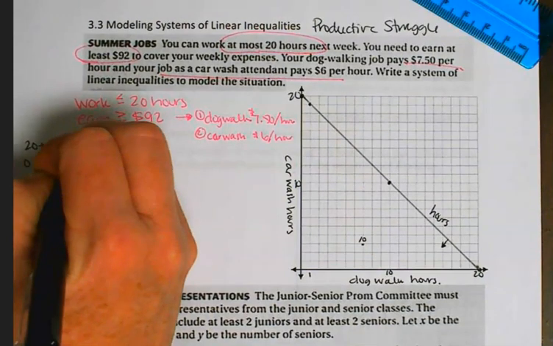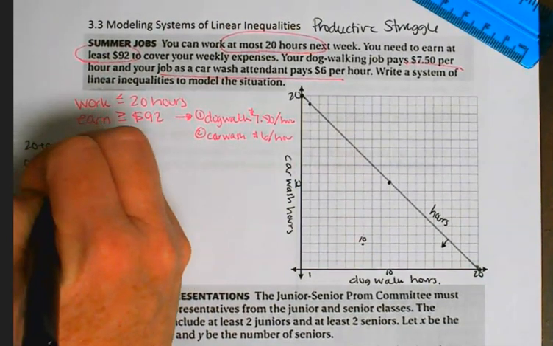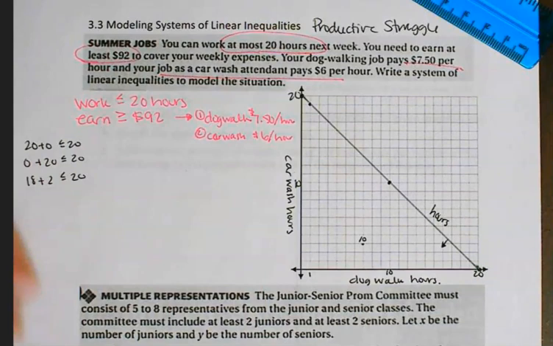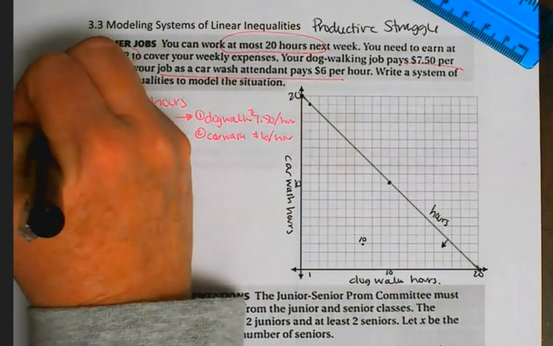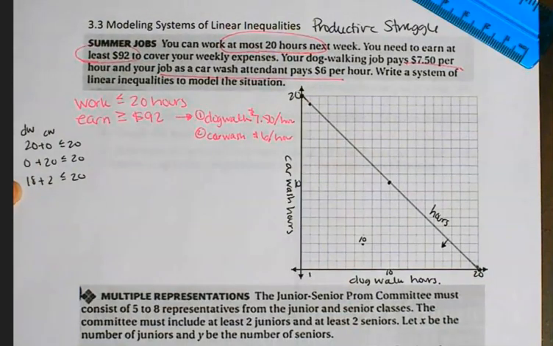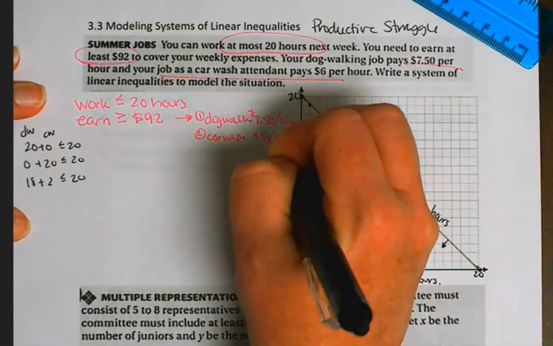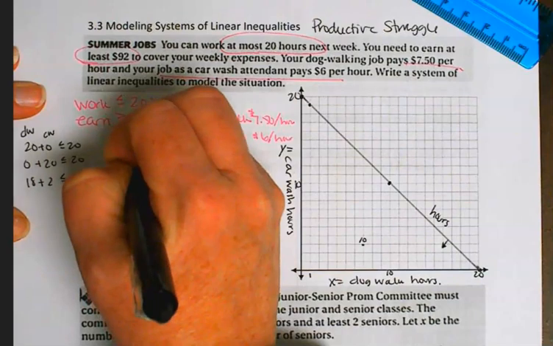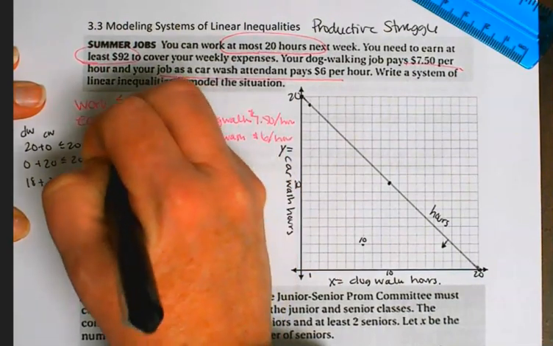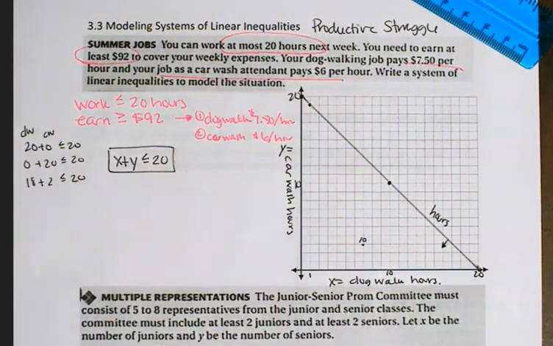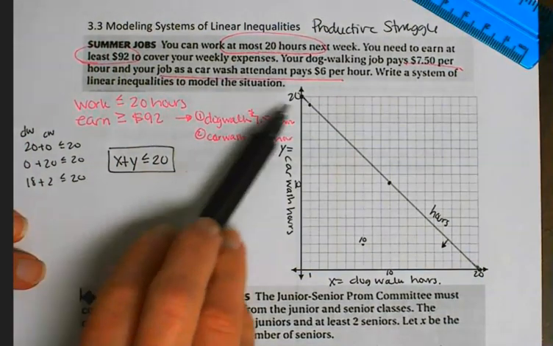0 plus 20 is less than or equal to 20. 18 plus 2 is less than or equal to 20. Like, you may have thought through some scenarios where this was dog walk and this was car wash, and that makes sense to you. And after you plug in some things and make sense out of the context of the problem, then you can go, well, if this one is X and this one is Y, then X plus Y has to be less than or equal to 20. And that gives you an actual equation that you could graph. And that will correspond with this line that we drew.